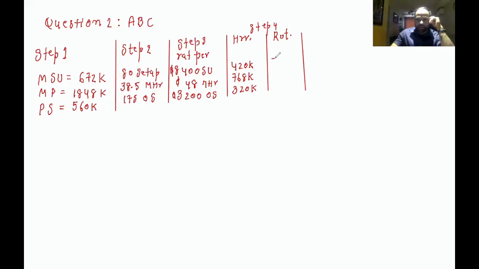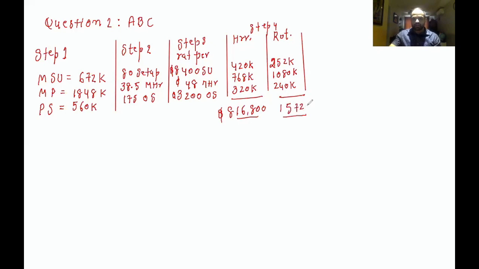Rotator, we have 76,800. Why did someone say 76,000? No, it's 252,000, and 1,080,000, and 240,000, right? So harrow, how much for step four? $816,800 for harrow, and for rotator, 1,572,000, right?